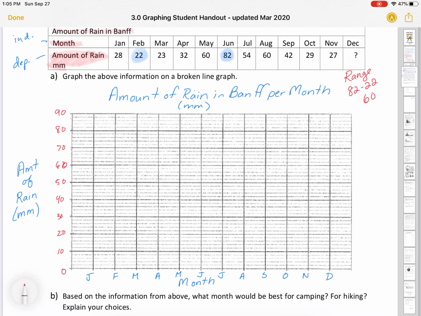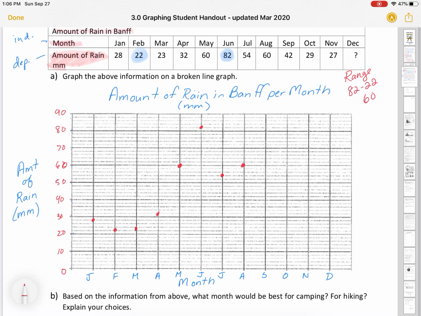Okay, now we're going to plot our lines. For January, we had 28. For February, we had 22. For March, we had 23, so that'll be in between those two. For April, I had 32. For May, I had 60. For June, June was the big month, 82. July, I had 54. What a big drop. August, I went back up to 60.